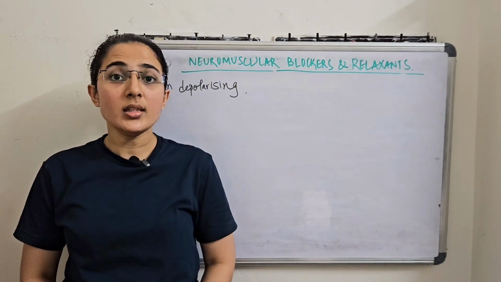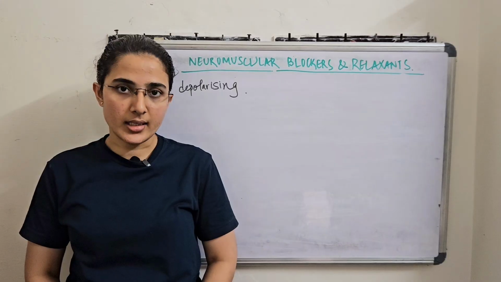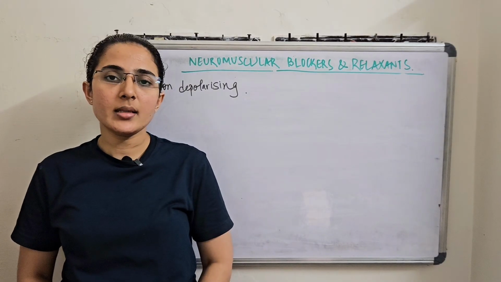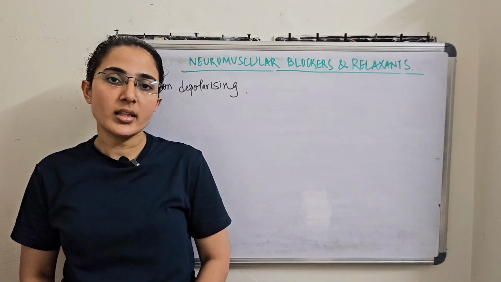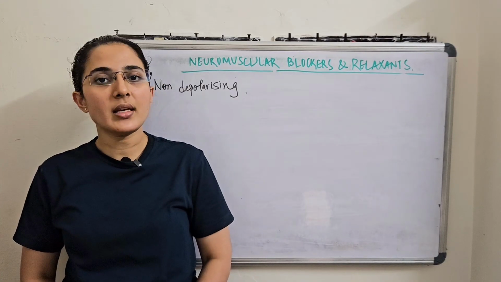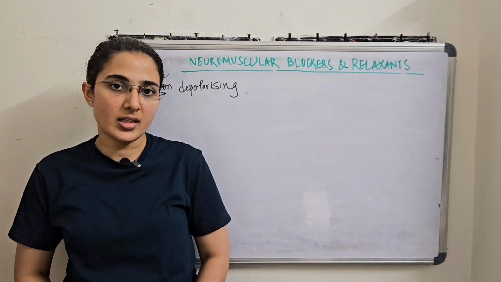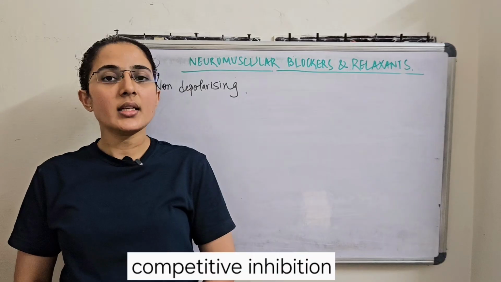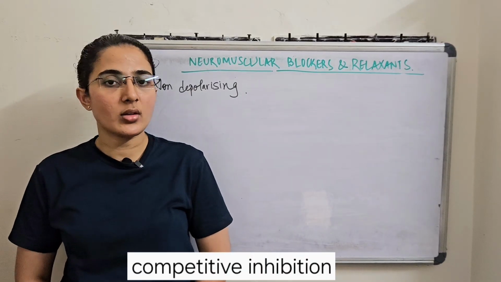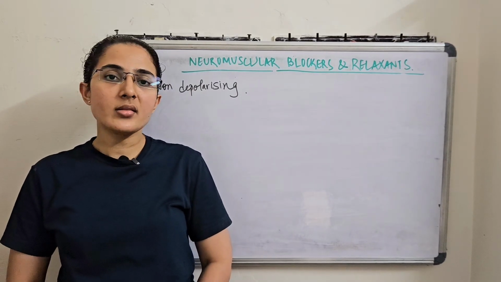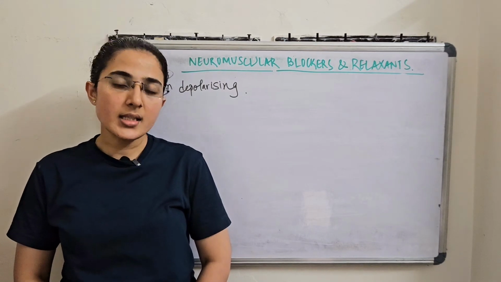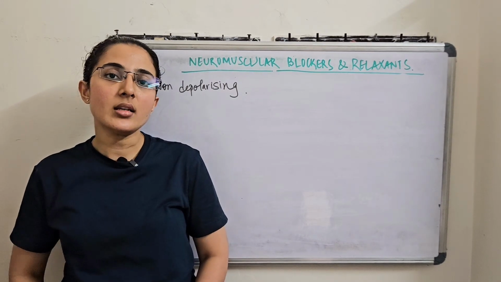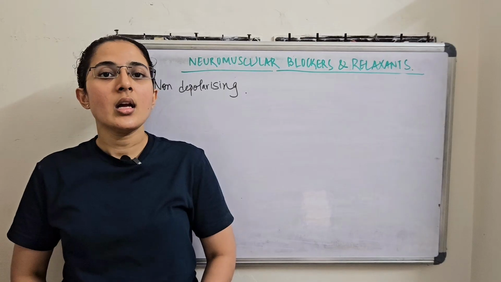So next, coming to the non-depolarizing muscle relaxants. They bind to the nicotinic acetylcholine receptor and prevent the binding of acetylcholine to its receptor, and hence prevent neuromuscular transmission. They are also believed to bind to the presynaptic acetylcholine receptors and hence also prevent the release of acetylcholine from the synaptic vesicles.